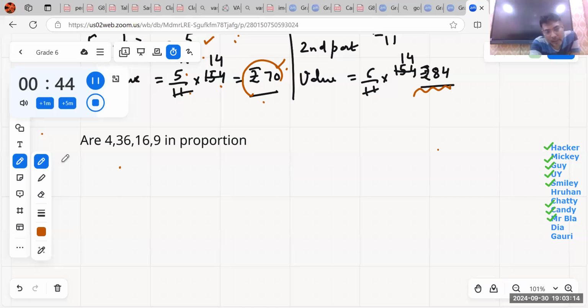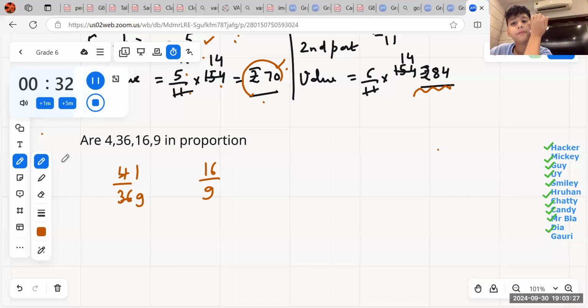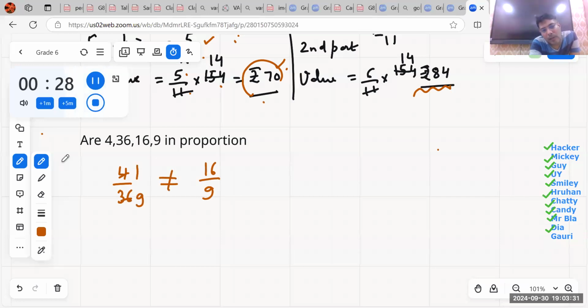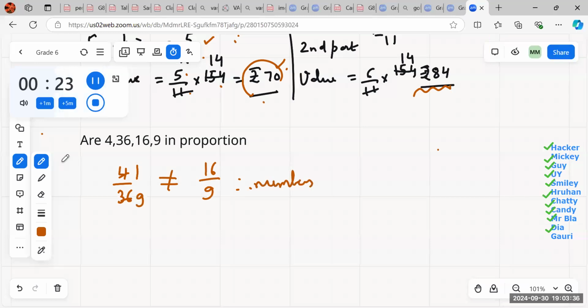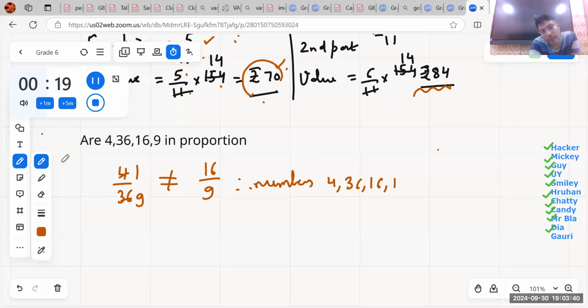I remember. So see, 4 by 36 is what? 1 by 9. And 16 by 9 is what? 16 by 9. So are these equal? Yes or no, Gauri? Yes, sir. They are equal. 1 by 9... no, sorry. So they are not equal. Therefore, the numbers 4, 36, 16, 9 are not in proportion.